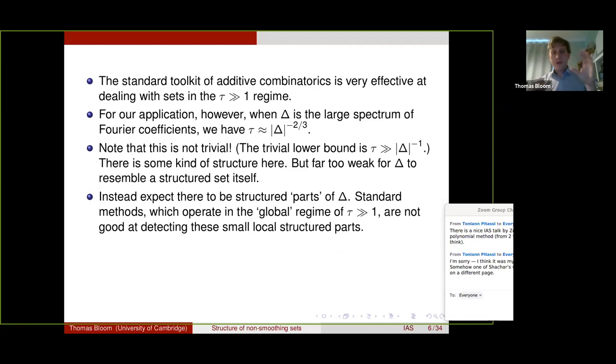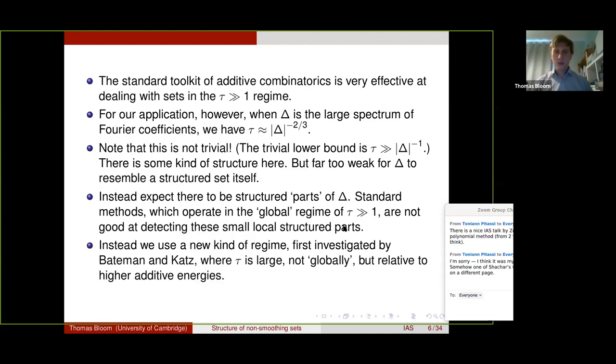We have some relatively sparse subsets of delta with very good dimension bounds, for example. But again, standard methods of additive combinatorics aren't very good at detecting this small local structure, right? They're completely lost in this global noise. So instead we need a new kind of technique and a new kind of result. And to my knowledge, this was really first developed by Bateman and Katz in this 2010 paper.